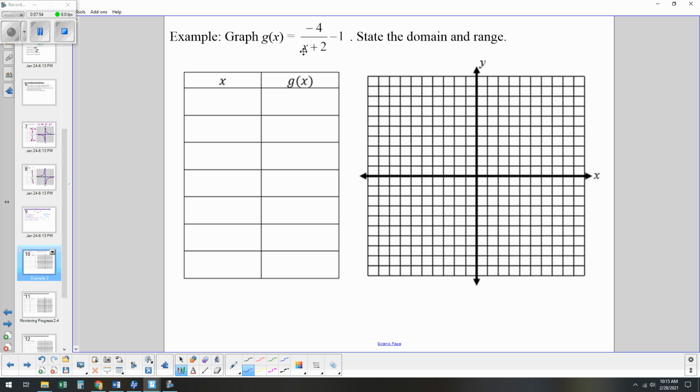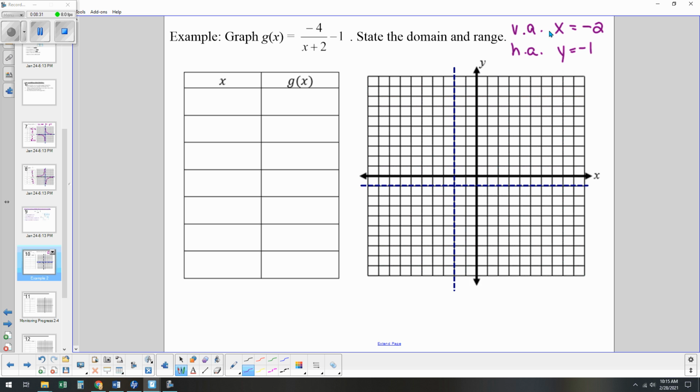So I'm going to right away figure out my asymptotes. I know my vertical is the one that makes the bottom 0. So if this is x plus 2, that's x equals negative 2. And my horizontal asymptote is going to be y equals whatever number's out here, so y equals negative 1. So I'm going to go ahead and graph those two lines. X is negative 2, and y is negative 1. Oops, let's move that over a bit. There we go.